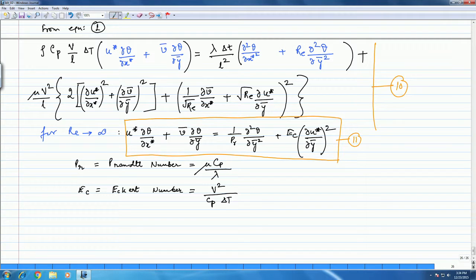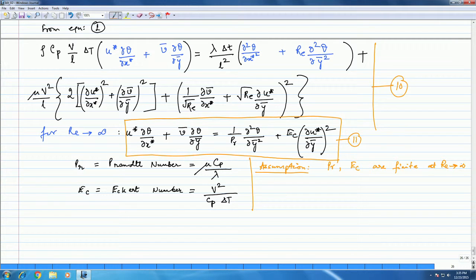And of course, here this equation will have to assume that at high Reynolds numbers, the Prandtl number and the Eckert number are finite values, that they don't blow up or anything. So we assume that the Prandtl number and Eckert number are finite at large Reynolds numbers.